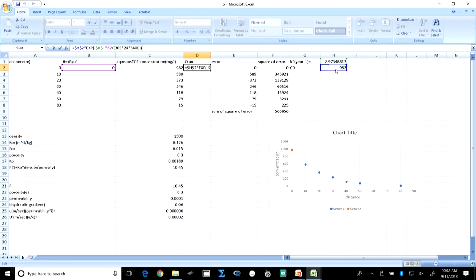H2 is 982, and then it is C naught into e to the power of minus k tau, right. So, I think that is what I have here. Where do I have the k here? Okay, that is k here. This is the initial value, or I guess this is the answer because I already looked at that.